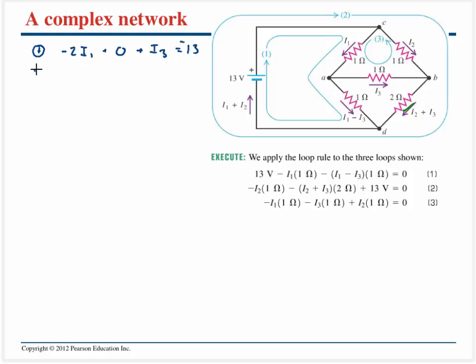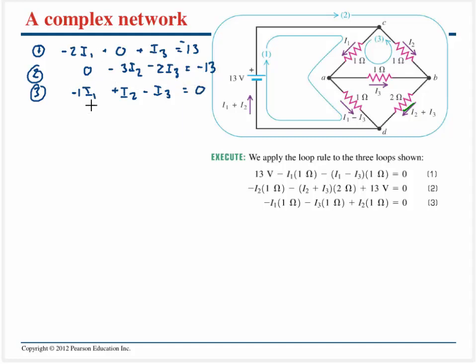I can rewrite equations 2 and 3 to look like 0I1 minus 3I2 minus 2I3 is also equal to negative 13. And then I can say negative 1I1 plus I2 minus I3 must be equal to 0 for my third loop.